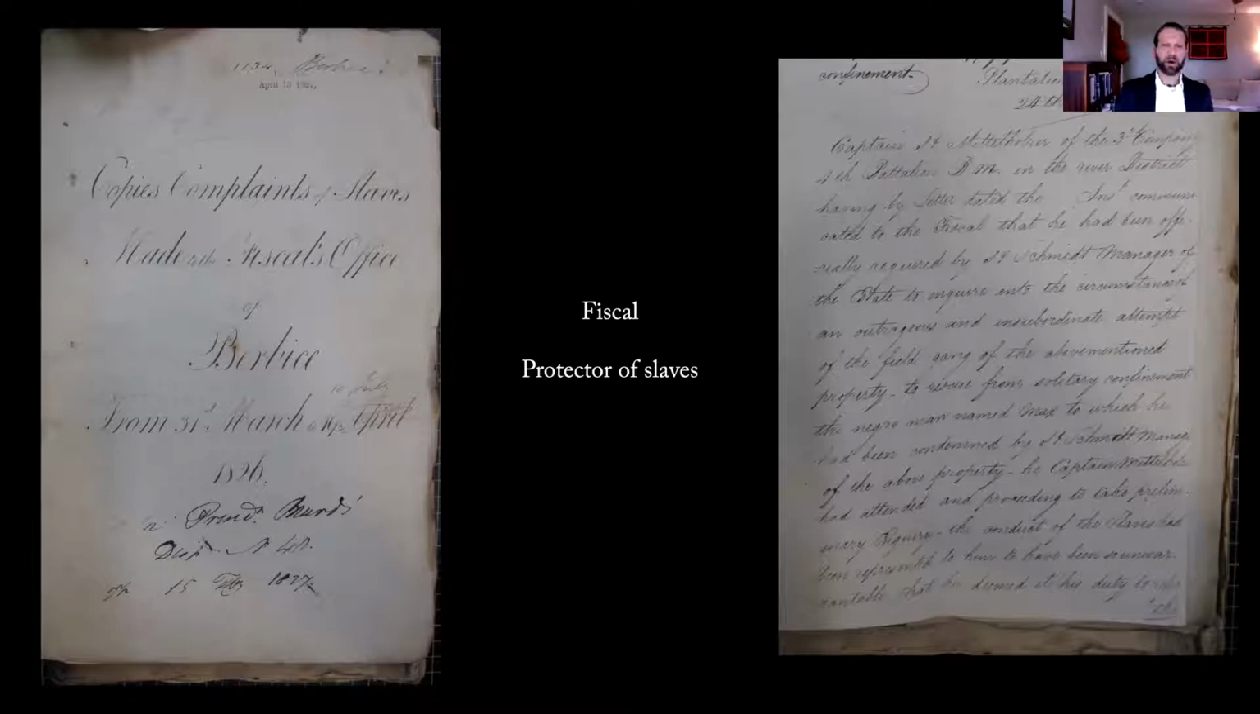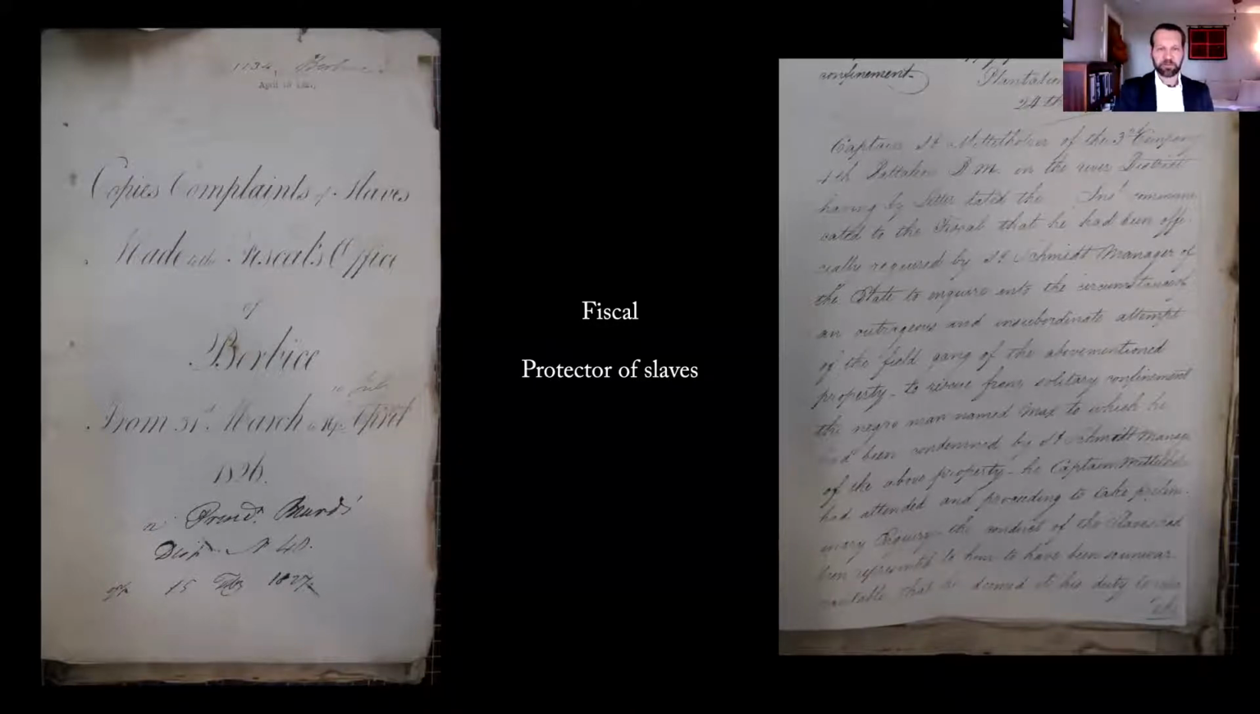These records were part of a much broader program the British government had, which was really an experiment in what it called amelioration, an attempt to reform West Indian slavery, to begin a transition, a very gradual transition to emancipation, in large part through penal reforms and through new forms of surveillance and record keeping.